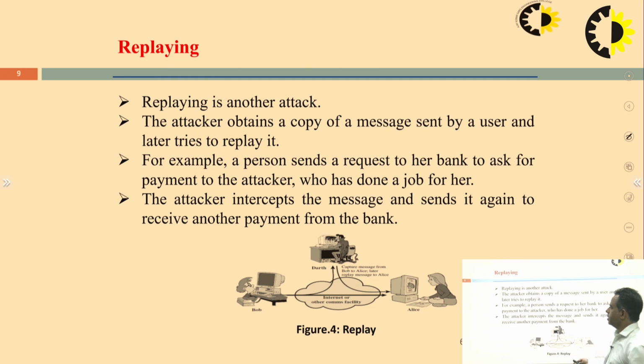Replaying is another category, basically another attack. The attacker obtains a copy of a message sent by a user and later tries to replay it. That is, once a copy has been sent from the sender to the receiver, the attacker receives the same message, and after some changes sends it again to the receiver to ask for something else for his own benefit. For example, a person sends a request to her bank to ask for a payment to the attacker, who has done a job for her. The attacker intercepts the message and sends it again to receive another payment from the bank. This is the core concept of replaying: once again, the attacker sends the message a second time to get something from the original message.